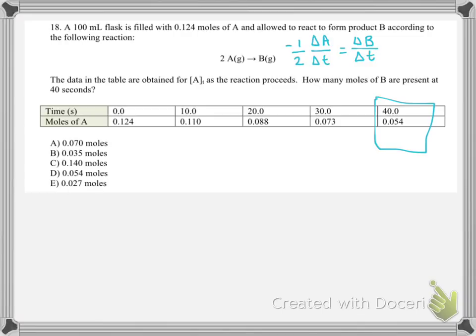So we started with 0.124 moles. We end with 0.054 moles. And so the difference here is going to be 0.07 moles of A that disappeared.